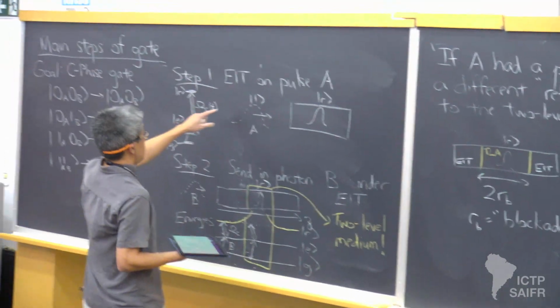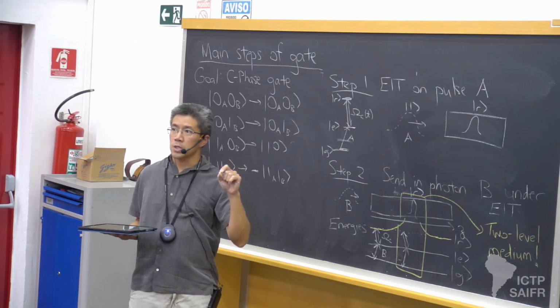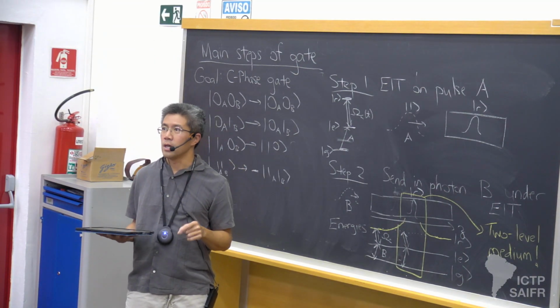Oh, sorry. So here I'm encoding my qubit in photon number. So pulse A can either have 1 photon or 0.